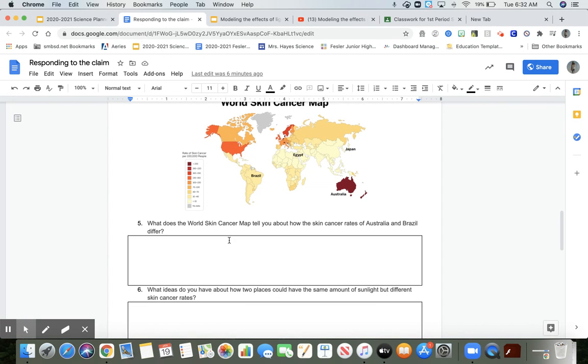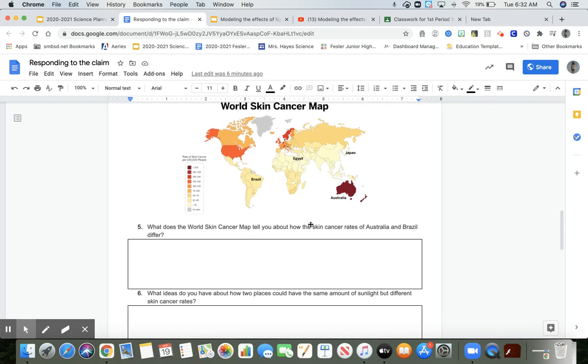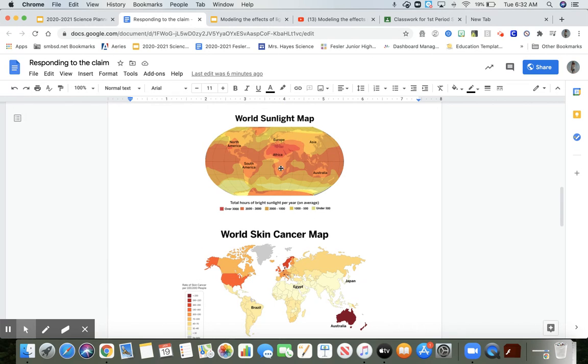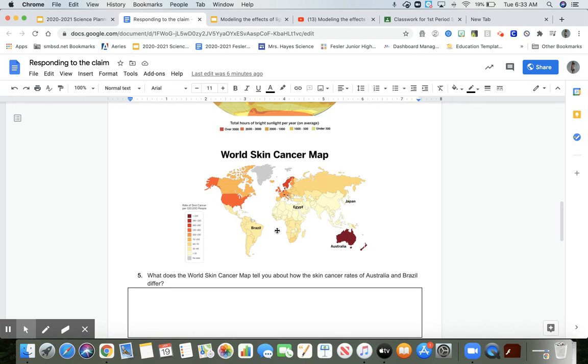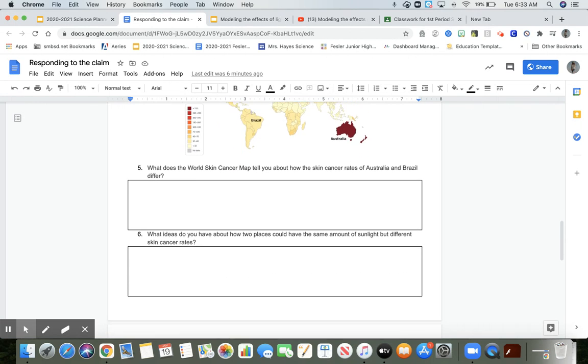So what does the skin cancer map tell you about how the skin cancer rate in Australia and Brazil differ? So back here, we should have noticed that Brazil has the same color as Australia. So they actually get the same amount of sunlight, but do they have the same amount of cancer? What does this tell us?